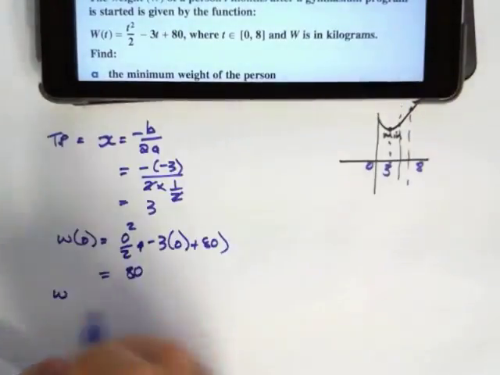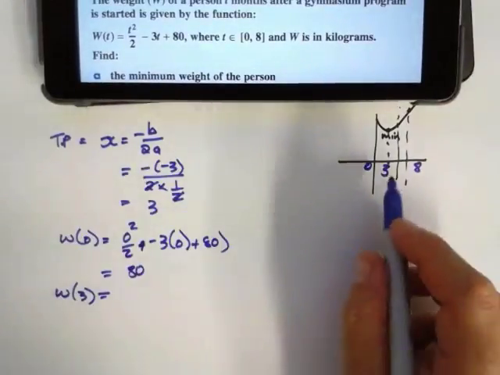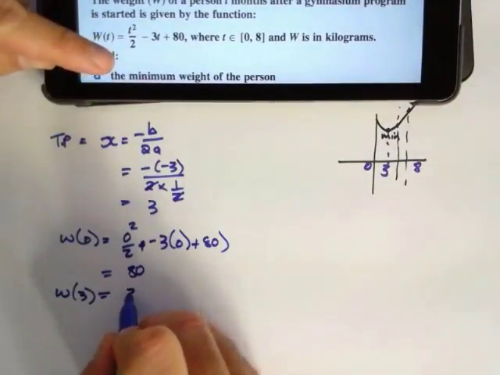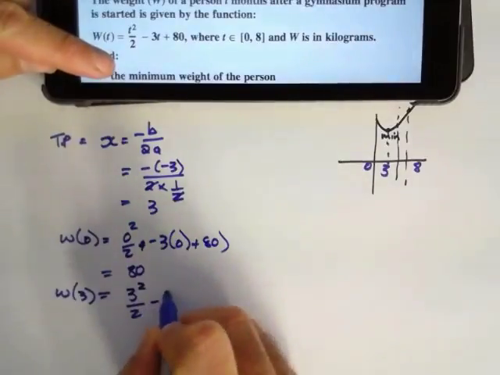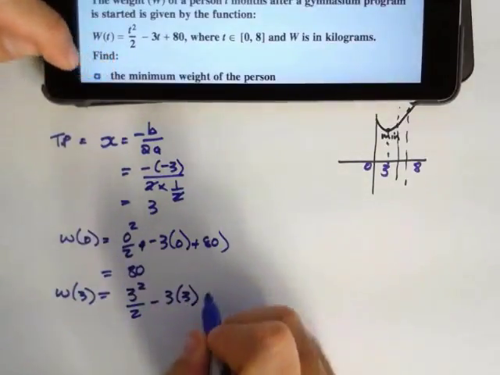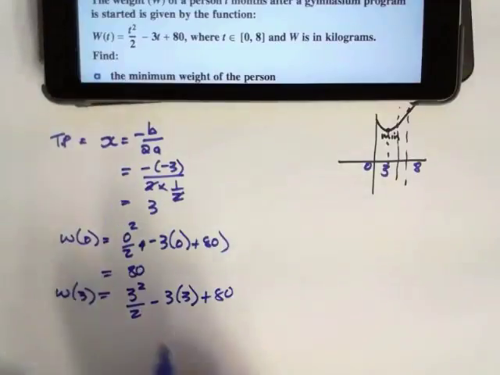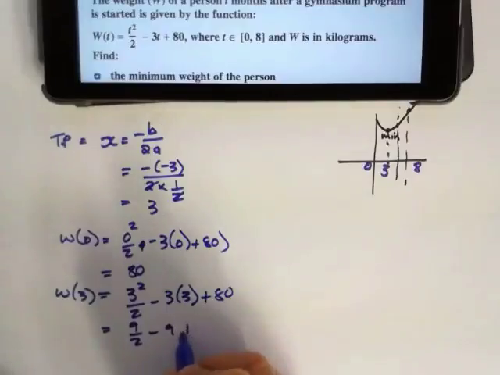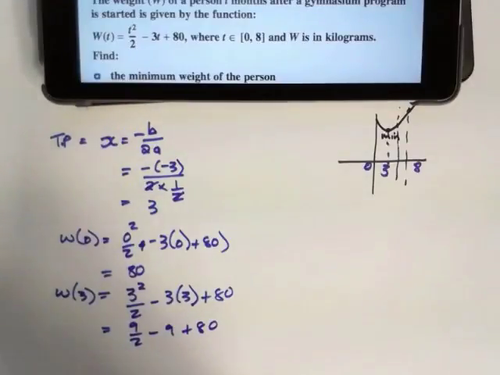The weight at 3. So when the time is 3, I'm going to substitute 3 into my equation, which means 3 squared over 2 minus 3 times 3 plus 80, and that gives me 9 over 2 minus 9 plus 80, and my answer is 75.5.